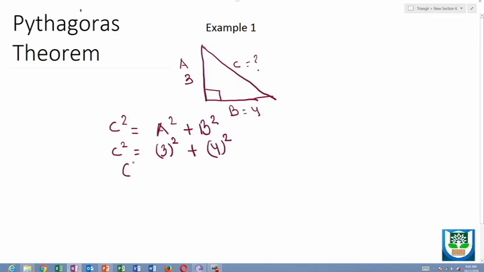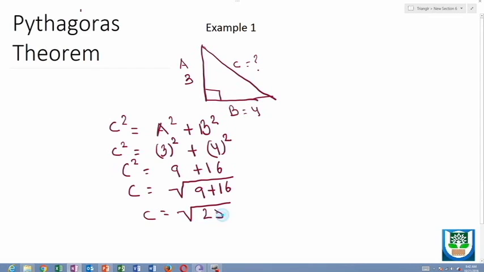Now, C square is equal to 9 plus 16, or we can say C is equal to the square root of 9 plus 16. That means C is equal to the square root of 25, or we can say C is equal to 5. Now, we'll take you to another example.